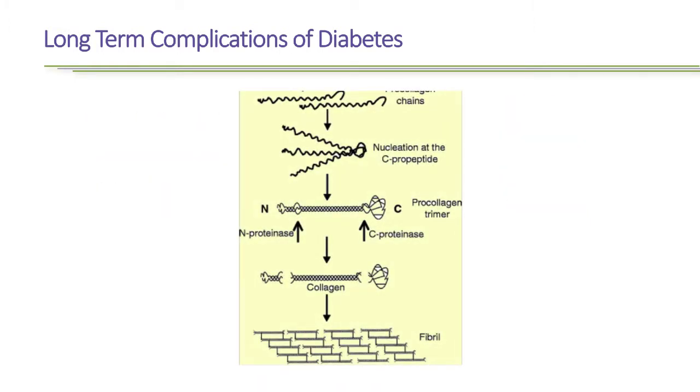So here we have pro-collagen chains, and the pro-collagen chains make collagen. Proline is a part of the pro-collagen chain, and vitamin C is needed to make proline. Proline is needed to make collagen, and collagen is needed to make fibrils and connective tissue. So if you don't have enough vitamin C, you don't make proline, you don't make collagen, and you don't make connective tissue, and hence you can't heal ulcers.